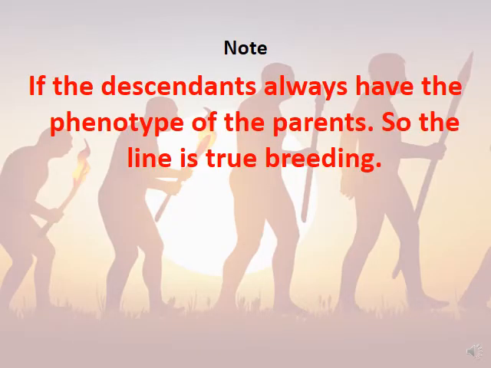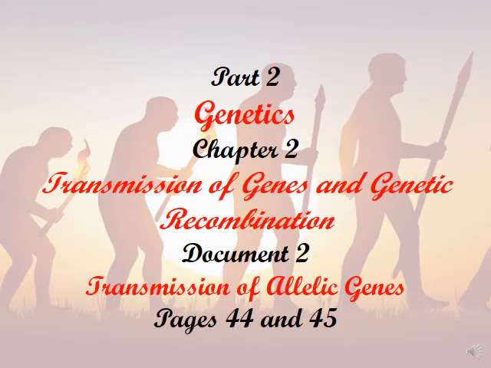Note here, if the descendants always have the same phenotype as the parents, the line is called true breeding, as we said before. Let's move now to part 2. Chapter 2, Document 2, Transmission of the Allelic Genes, pages 44 and 45 in your book.